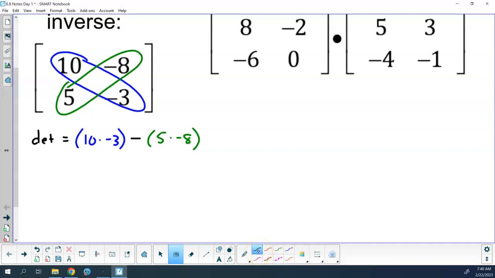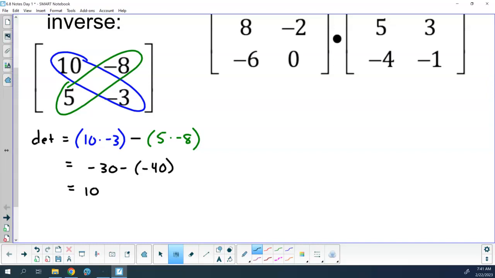So 10 times negative 3 is negative 30. 5 times negative 8 is negative 40. Negative 30 minus a negative 40 is 10. So the determinant is 10 for this particular matrix.